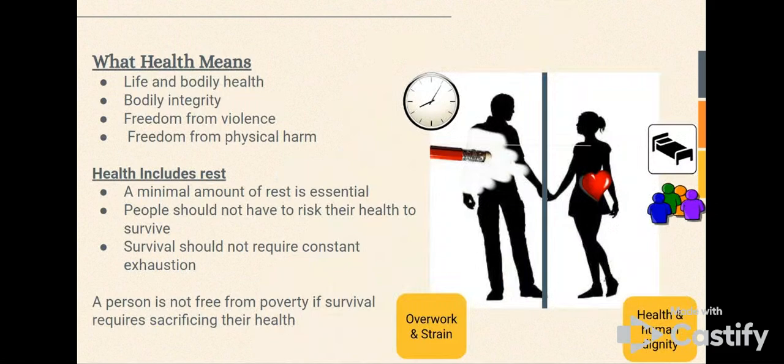Lastly, we have health, and this includes life, bodily health, and bodily integrity. Individuals should not have to put their health on the line to attain a basic quality of life, nor obtain any other core capabilities. We also believe that a central capability, in addition to the core 10, falling under health, is the minimal amount of rest.